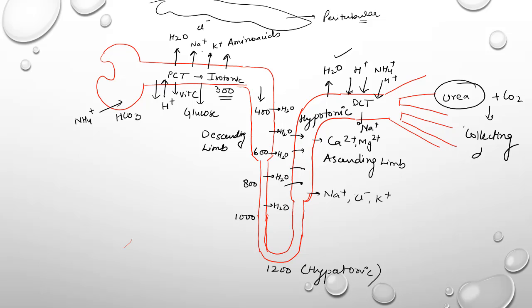I will make you write as well which region is basically involved in the reabsorption of which part. And the urine is excreted. So this is just a rough picture of how the urine formation takes place, how things go on from PCT to DCT and so on.